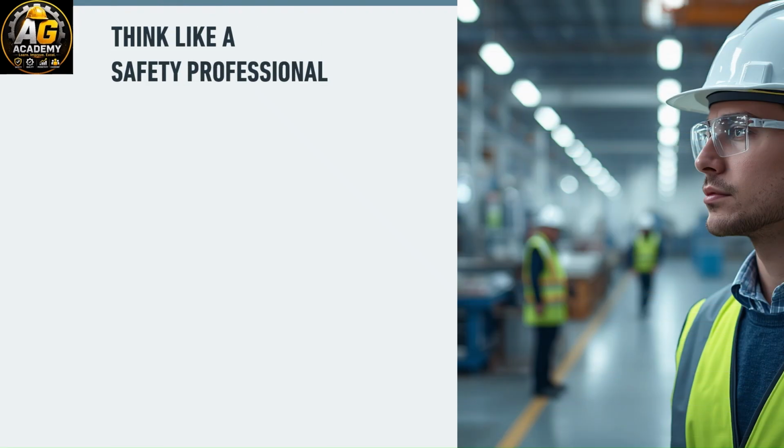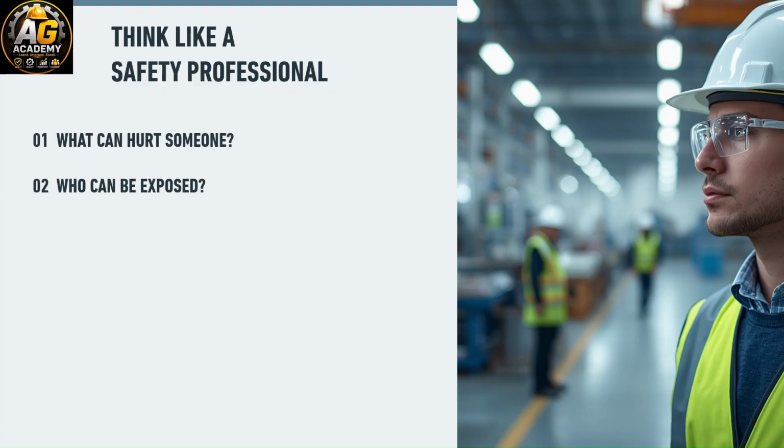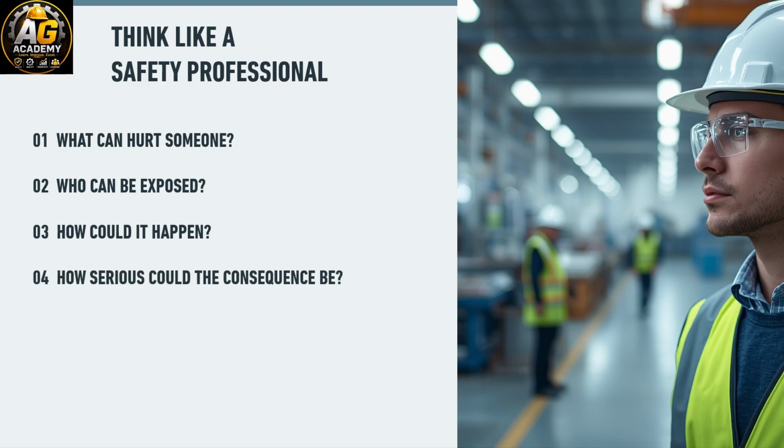So how should a safety professional look at a workplace situation? Start with 5 questions. What can hurt someone? Who can be exposed? How could it happen? How serious could the consequence be? And finally, what controls can reduce the risk? This takes us beyond simply spotting a hazard. It helps us understand what could happen and what we can do about it.